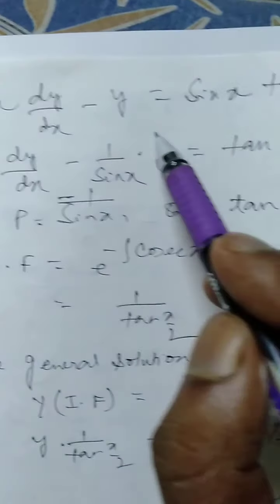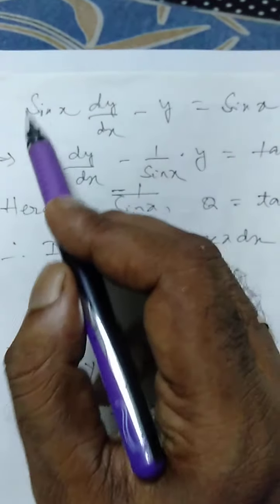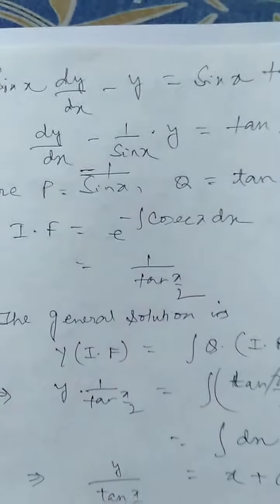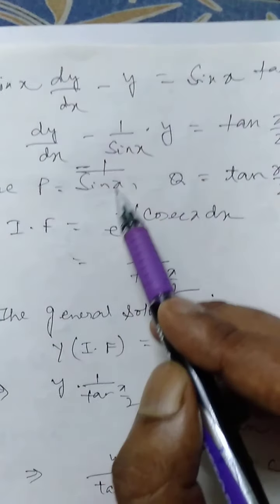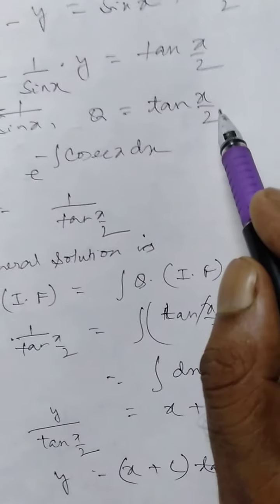Okay, students. Now let's come to this question. One more, 2018 sum. sin x dy/dx minus y is equal to sin x into tan(x/2). So as we can see, there is an extra term here. So divide all by sin x. So what is p? p is minus 1 by sin x, that is minus cosec x, and q is tan(x/2).